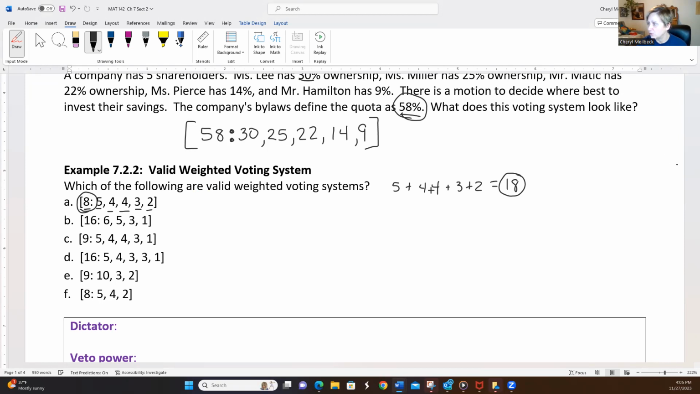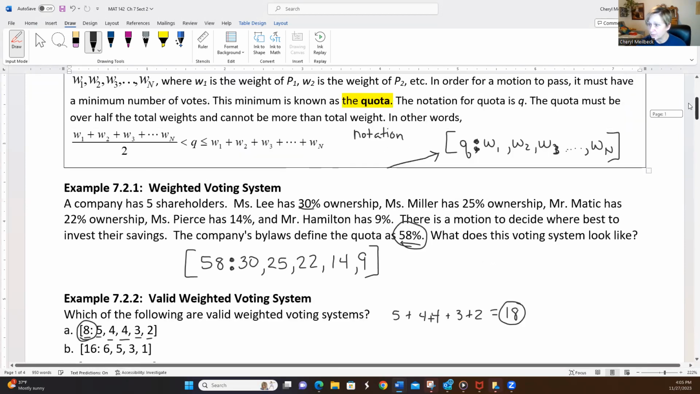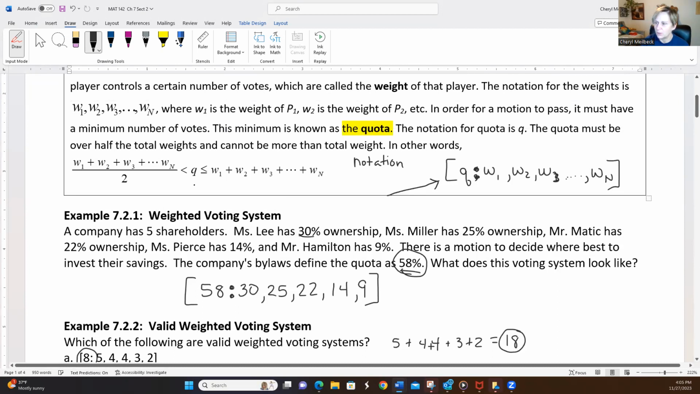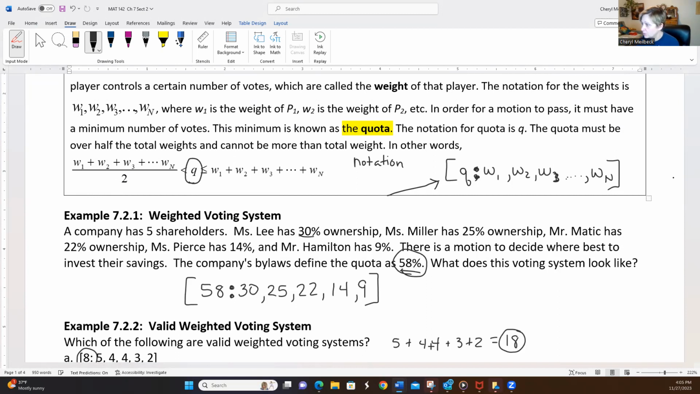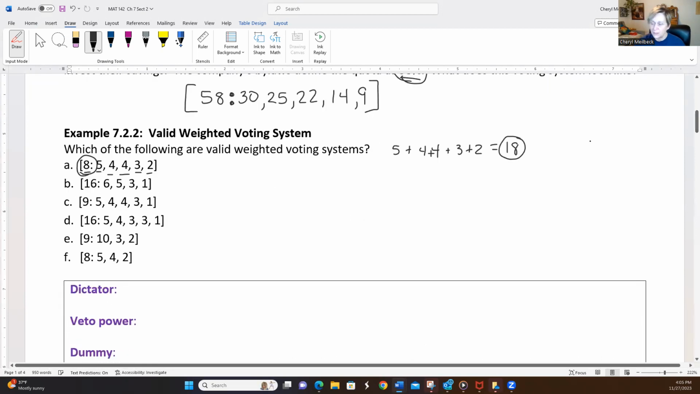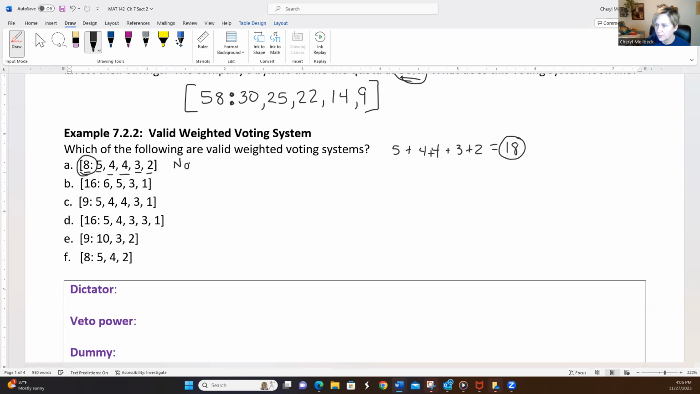So if we go back up to our way that a quota has to be defined here, it says that the quota needs to be greater than half of the total weights. If we add up the weights and divide it by 2, the quota's got to be bigger than this. So in example 2, the first part here, this is not a valid system. Because 8 is less than half the total.